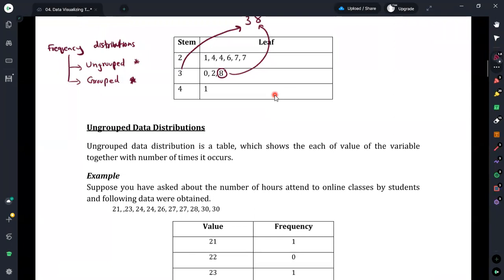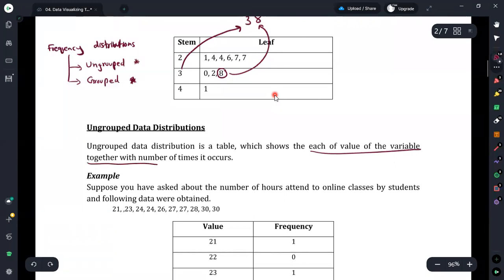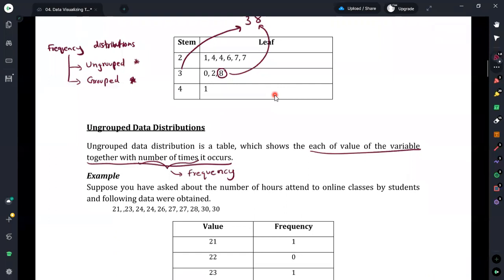When we are discussing the ungrouped data distribution, this is a table where we show the data in tabular form. It shows each value of the variable together with the number of times it occurs. The number of times suggests the frequency, the frequency of the value that we can take for the variable.